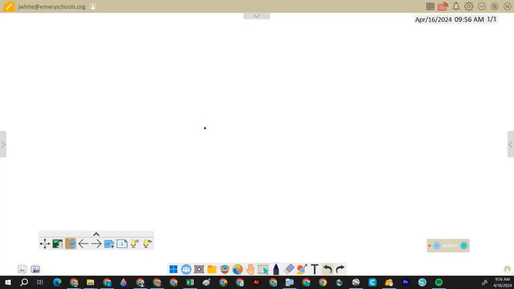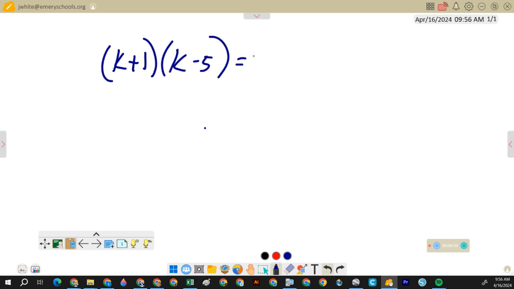The solving quadratic equations worksheet is pretty similar to the one we did yesterday, except now instead of just factoring, we're going to move on and find the roots. So on number 1, we have k plus 1 times k minus 5 equals 0.